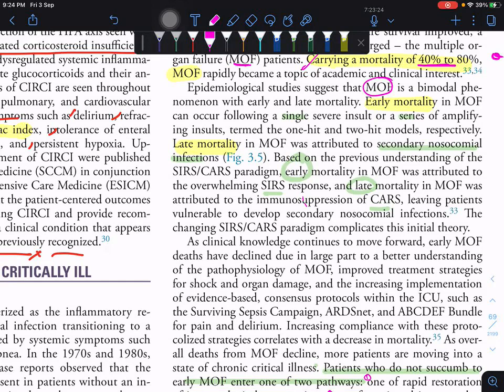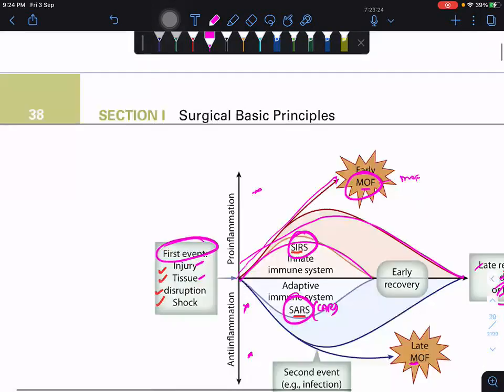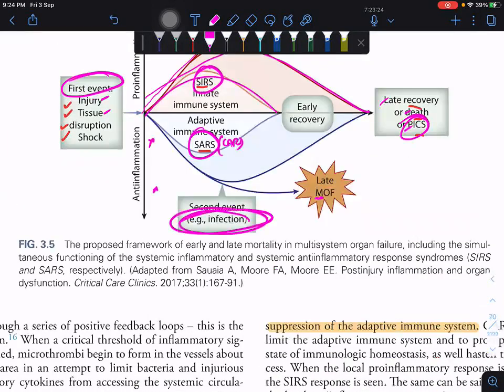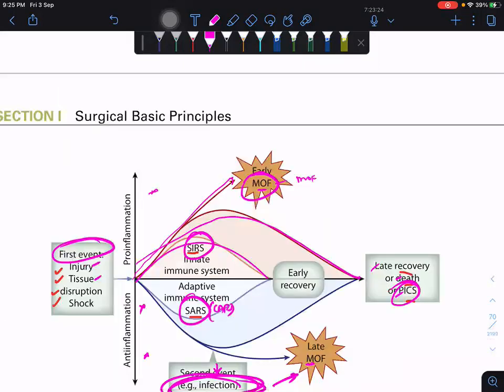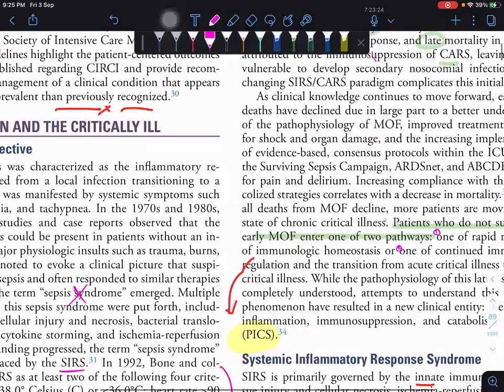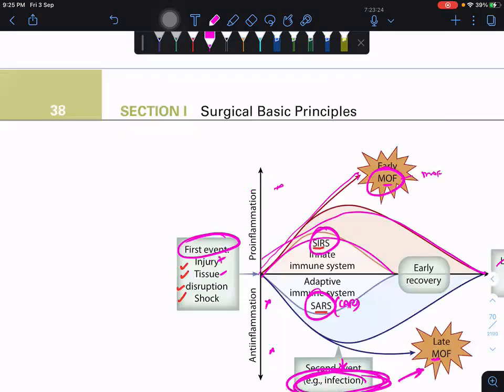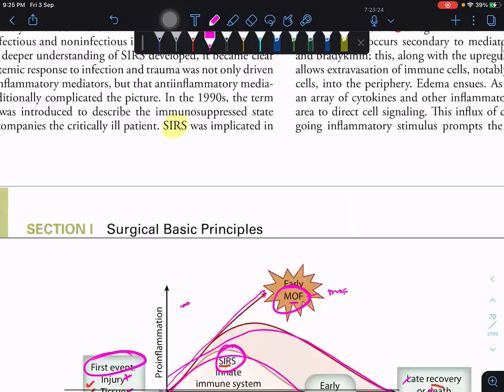Early mortality is mainly related to a single severe insult or a series of amplifying insults. And late mortality is attributed to secondary nosocomial infection. Whenever a secondary nosocomial event happens, that will cause late MOF. So late MOF is mainly related to secondary nosocomial infection, and early MOF is related to any single event like this, it may be injury, injury with tissue disruption, or injury with shock. Anything.